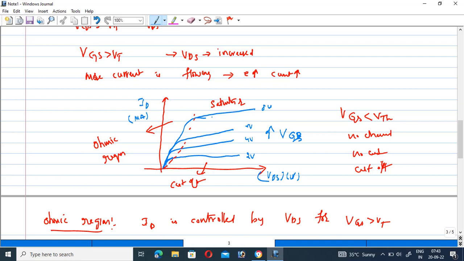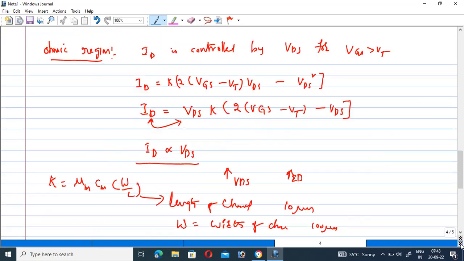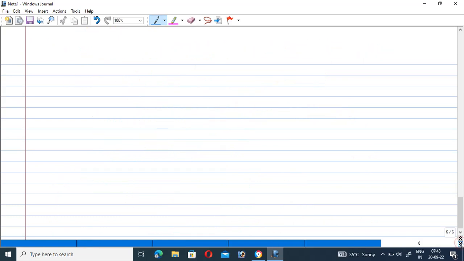Okay, so coming to the saturation region concept. In case of the saturation region, the given equation is VDS greater than or equal to VGS minus VT. Compulsorily this must be satisfied, then only it comes under saturation, because that is the border of it. So in this case, we have one equation.